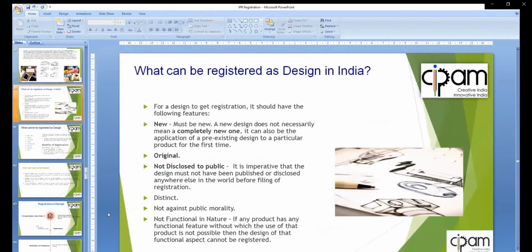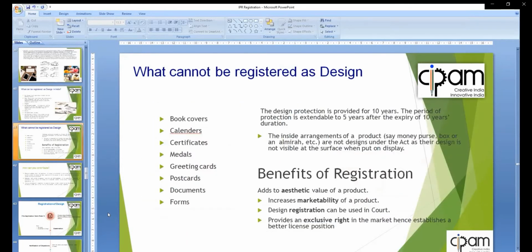So what can be registered as design? As I've already explained, the things have to be new, original, non-disclosed to the public, distinctive, and not against public order or morality, and not functional in nature. So what cannot be registered as design? Book cover, calendar, certificates, medal, greeting card, postcard, documents, forms. All these are covered under copyright.